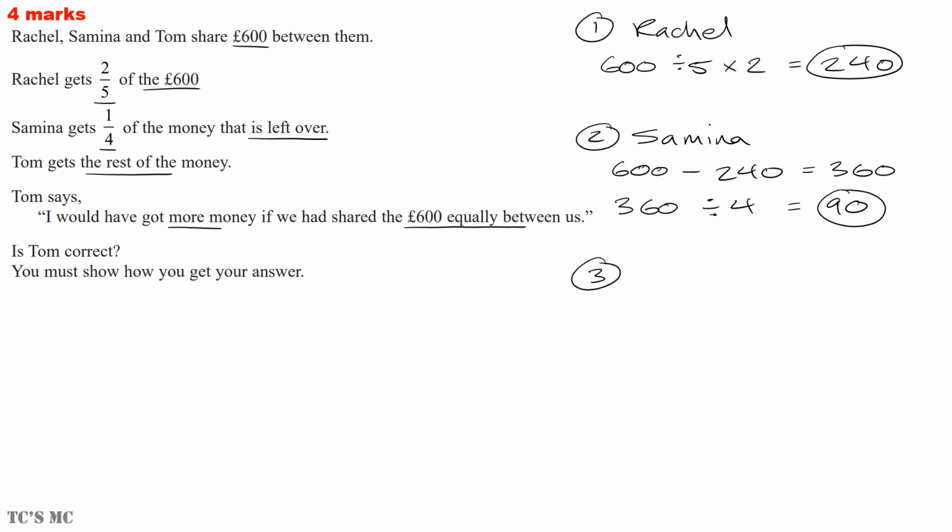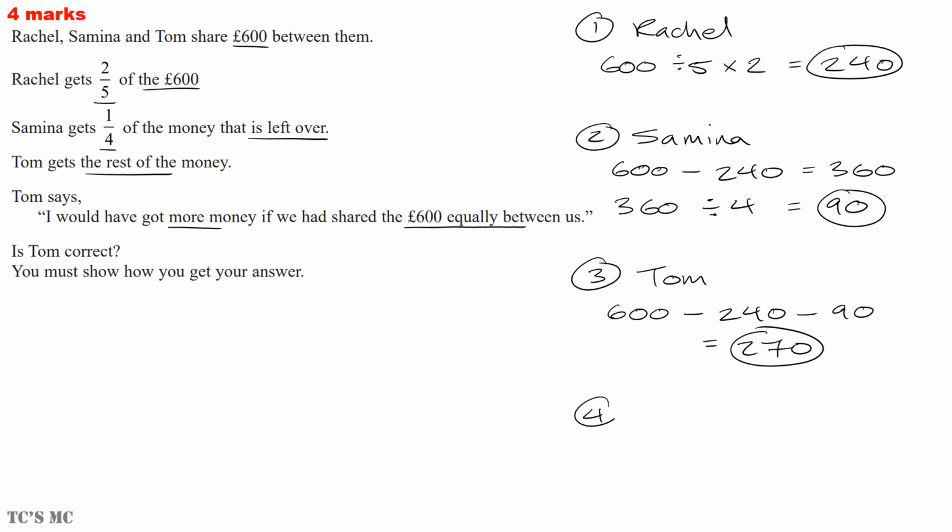Step 3, to work out how much Tom would get, we need to do the £600, subtract Rachel's amount, subtract Samina's amount. That means Tom would get £270, and that is our third mark.